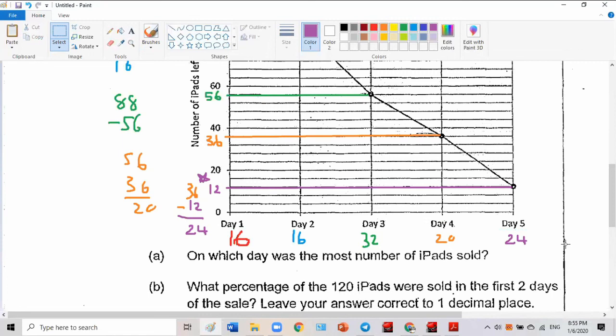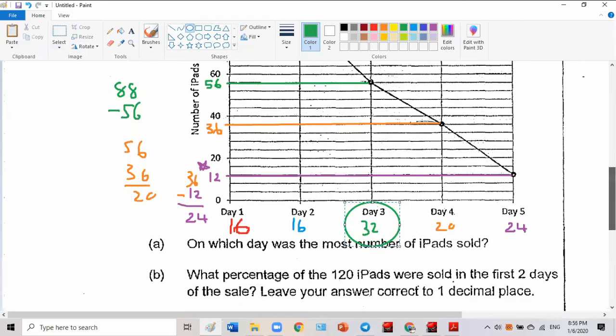On which day was the most number of iPads sold? Well, we can see, right? Day what? Anyone? Antia? Day what? Just say it. Day 2? Day 3, day 3, so 32, the most number. Everybody agree, right? We can't be reading this wrong, okay? Just reading numbers, yeah? All right, so be careful, this is not direct reading, you got to minus, what a trick, right?